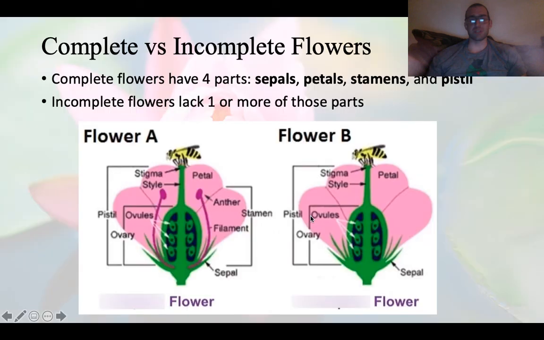Now, a couple more things about our flowers. Our flowers, we can classify them in different ways. So we have what are referred to as complete flowers, which contain all four parts of the flower: sepals, petals, stamens, and pistil. Or we can have incomplete flowers that lack one or more of these parts, right? So in flower B, it's lacking the stamens. It doesn't have the male reproductive part of the flower.